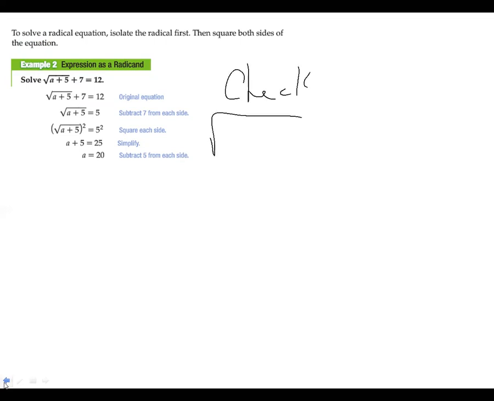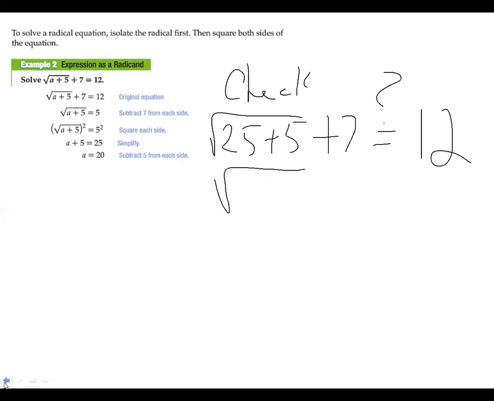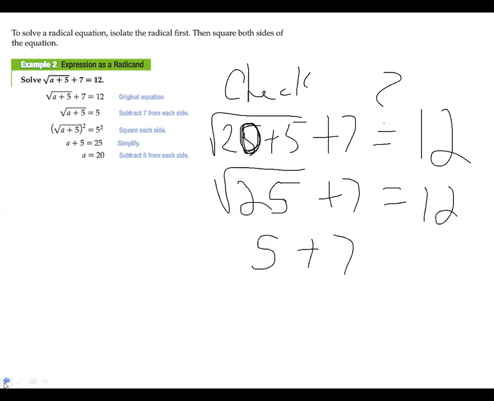You get square root of 20 plus 5, plus 7. Does that equal 12? Well, the 20 plus 5, 25 plus 5 is, I'm sorry, I put 25 in there. This should just be 20. 20 plus 5 is 25. Now don't add the 7 in yet, because the 7 is not in the square root, and the square root's kind of like a grouping symbol. In order of operations, you have to do the grouping symbol first. So square root of 25, you get 5 plus 7 equals 12, and that's true.